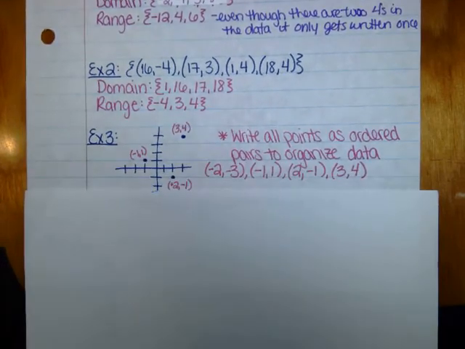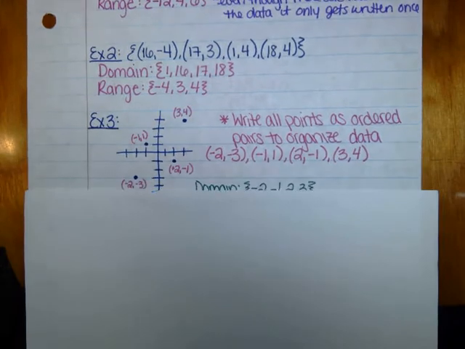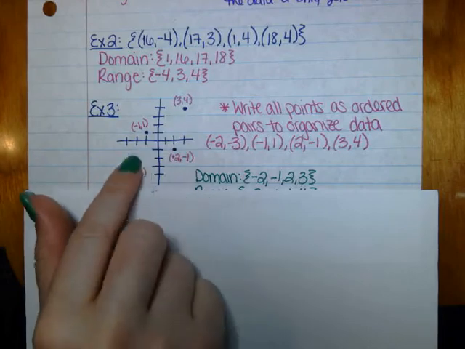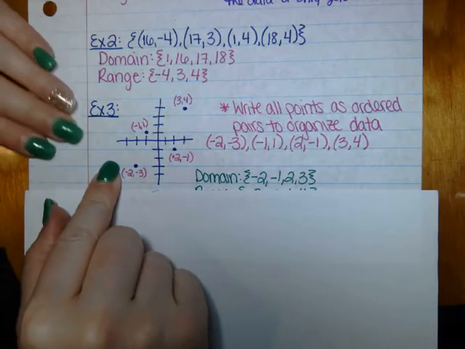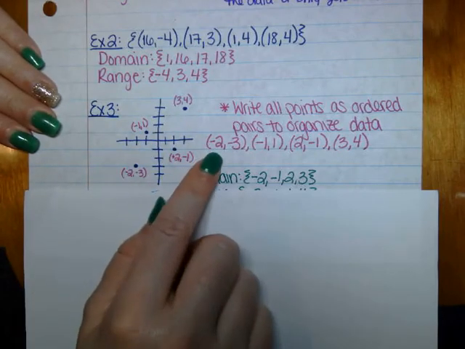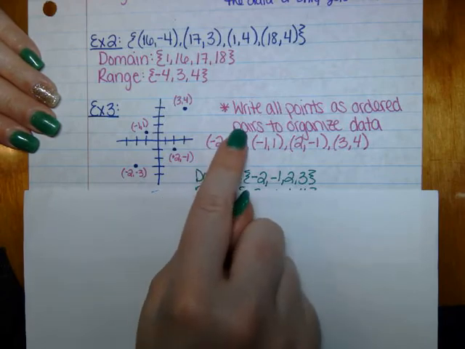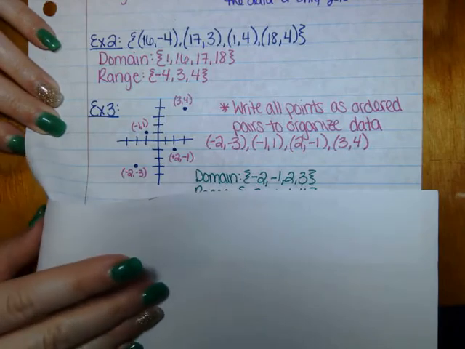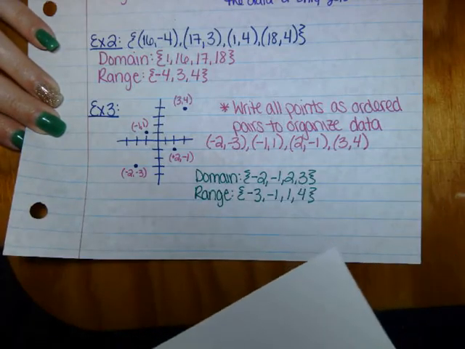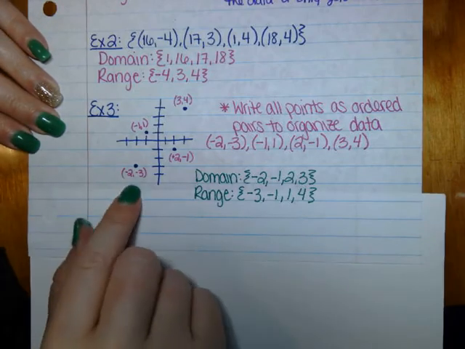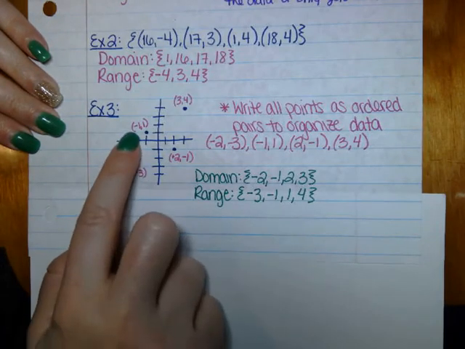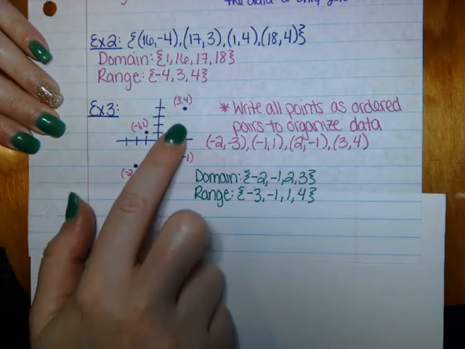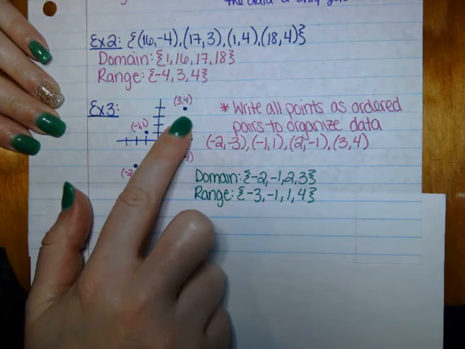And the last example is if they give you a graph. So if you're given the data points, everything in the dark blue is what they give you, the pink is what I filled in. So the first thing you should do is write all of the points as ordered pairs in order to organize your data. So when I write them as ordered pairs, this one is (-2, -3), (-1, 1), (2, -1), and (3, 4).